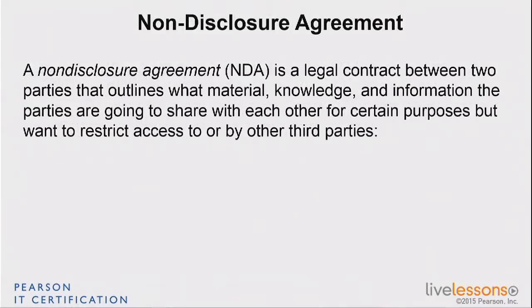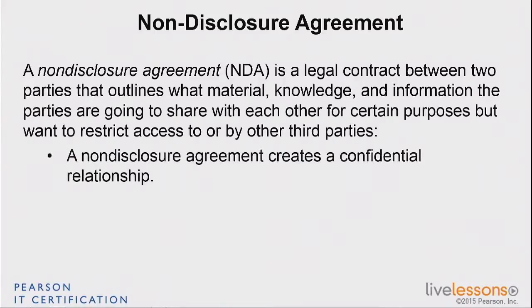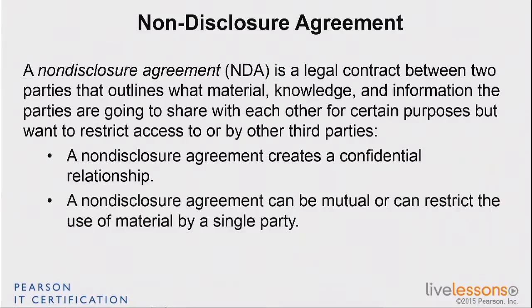So in the non-disclosure agreement, which is a legal contract between two parties, we should be outlining what material, what knowledge, and what information the parties are going to share with each other for certain purposes, and they want to restrict access to or by other third parties. Now, an NDA, a non-disclosure agreement, does create a confidential relationship between the parties. A non-disclosure agreement can be mutual or can restrict the use of material by a single party. So if information is only flowing in one direction, it's restricted to a single party. If information flows in both directions, which is much more common, then it's known as a mutual agreement.